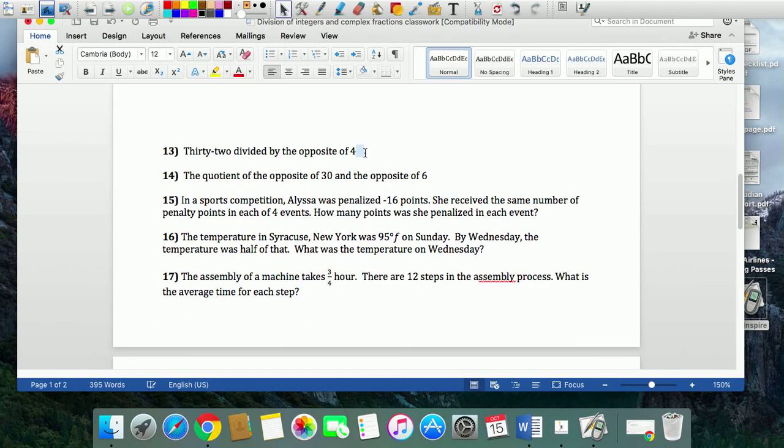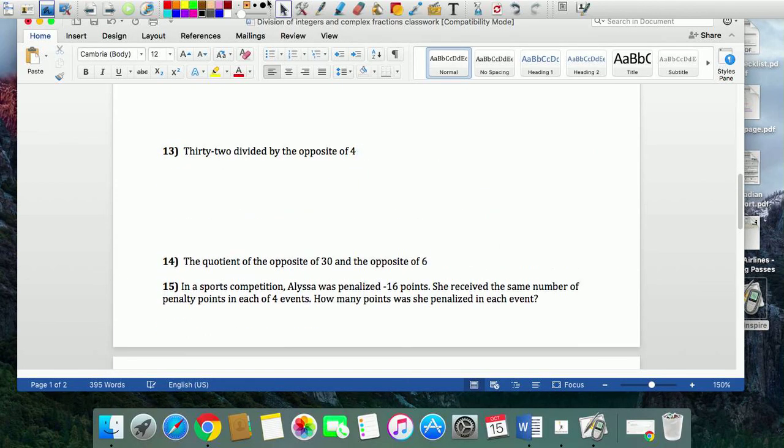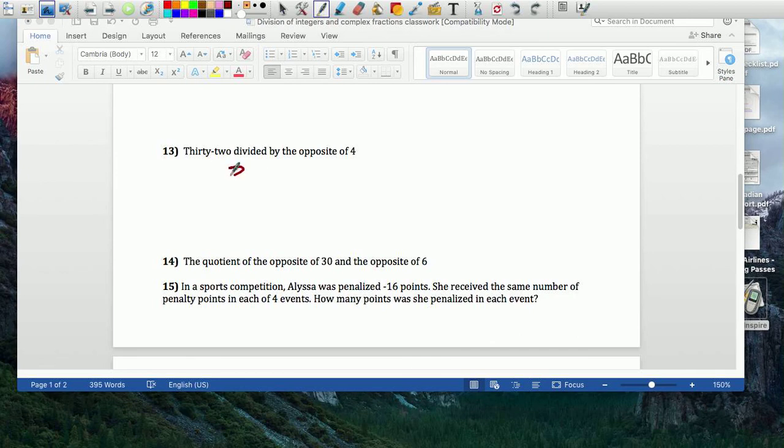32 divided by the opposite of 4. So 32 divided by the opposite of 4, which is negative 4. So now I have a positive divided by a negative. It's going to be a negative. 32 divided by 4 is 8.